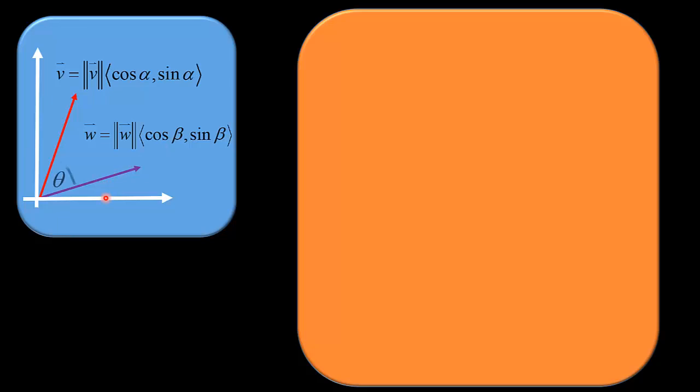Now, what I want to do is come up with a method for finding the angle between these two vectors. This angle is, we're going to say, between 0 and 180, or between 0 and pi. So, theta is between 0 and pi.